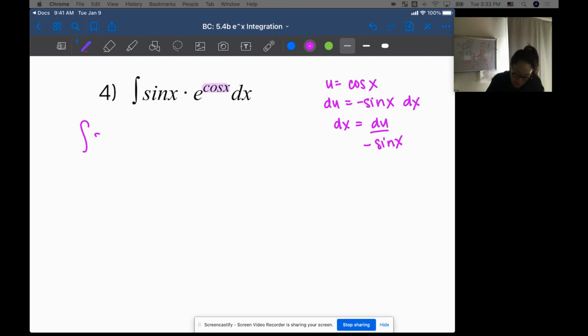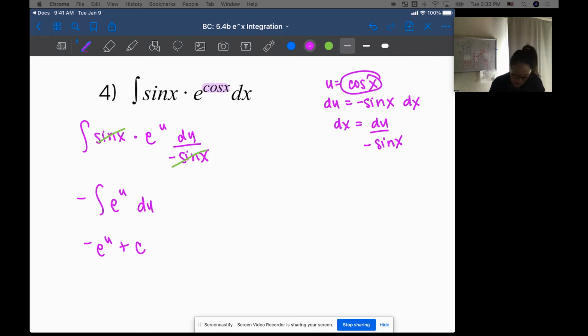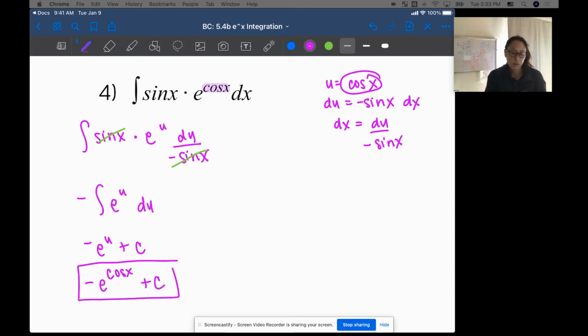Let's see the magic. Sine x times e to the u du over negative sine x. The sine x's cancel, leaving me with negative times the integral of e to the u du. So negative e to the u plus c. My u value is cosine x, so I get negative e to the cosine x plus c. Ooh, we're whipping right along here. Number 5.